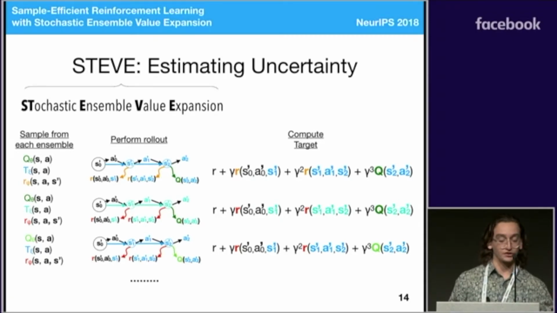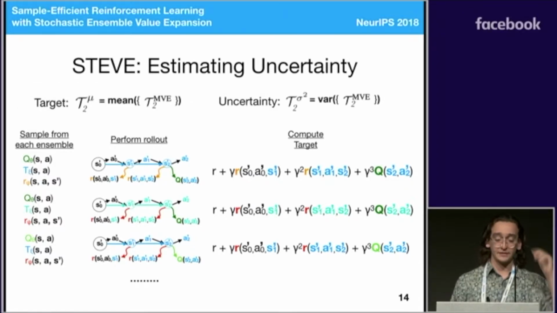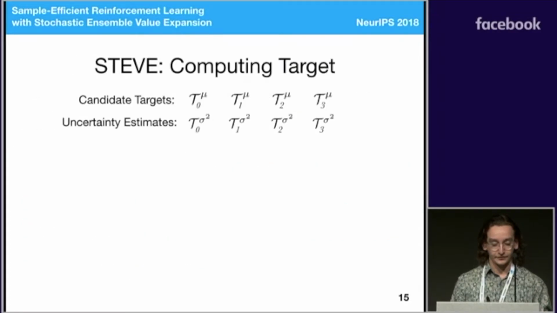This procedure is where Steve gets its name. We maintain various ensembles and do value expansion by stochastically selecting a new subset each time. Once we've taken many samples, we can use the mean as our target, and the variance gives us an estimate of our uncertainty. Repeating this procedure for each horizon length gives us h+1 candidate targets and their corresponding uncertainties.